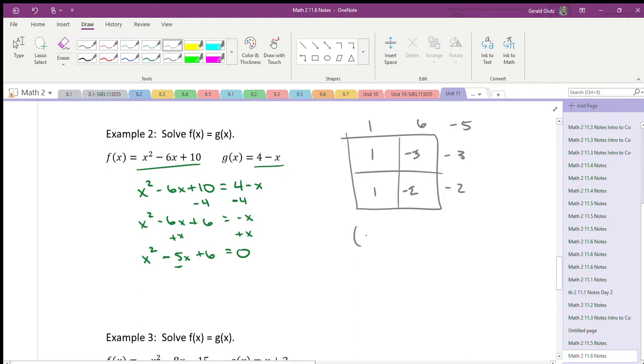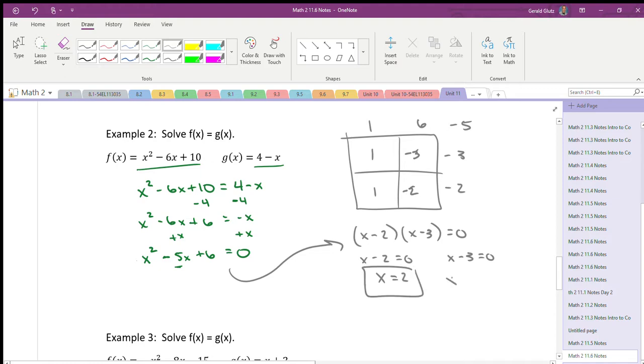So if I factored this, I would get x minus 2 times x minus 3, and that still equals 0. So all I did was just factor this. So from the zero product property, I need either one of these to equal 0. So x minus 2 equals 0, or x minus 3 equals 0, and those will give me my two answers. So that means x equals 2, and x equals 3. So that's how you solve algebraically.